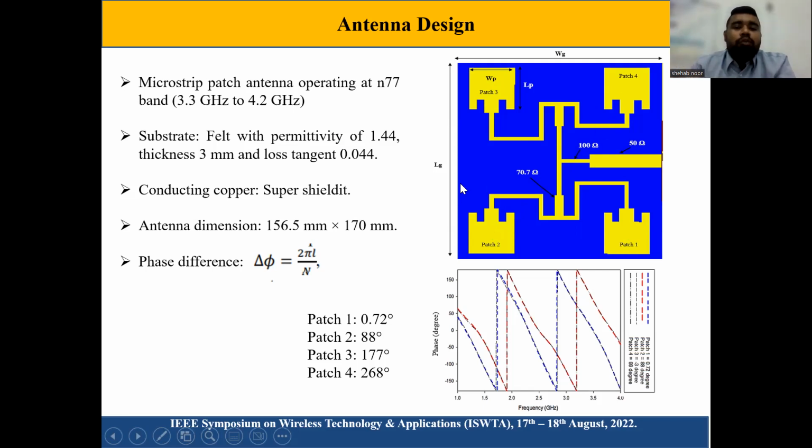In a uniform circular array used to generate OAM waves, every patch should have a phase difference. We have this formula: phase difference equals 2 pi times OAM mode divided by n, which is the number of radiating patches. Our focus is mode 1. So 2 pi times 1 divided by 4 will be 90 degrees. So every patch should have 90 degrees of phase difference, and we can achieve the phase difference by altering the feed line length.